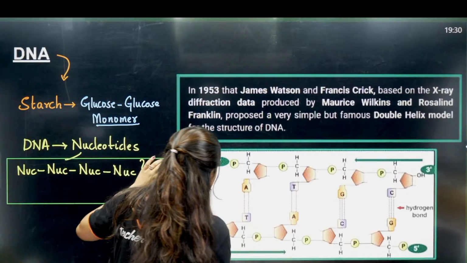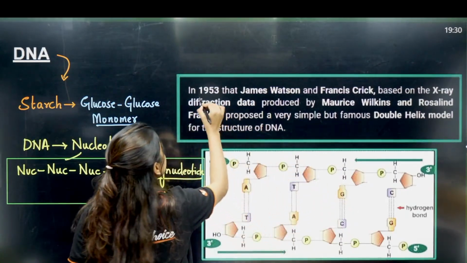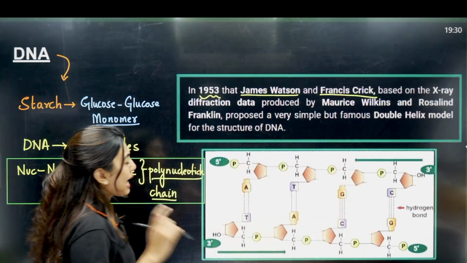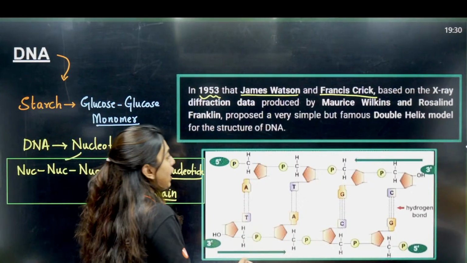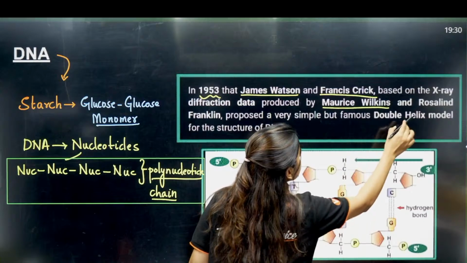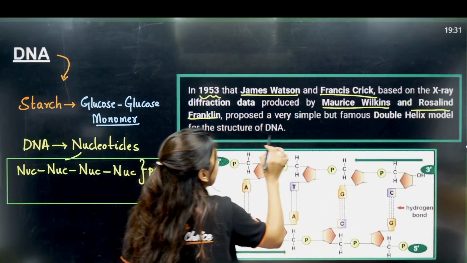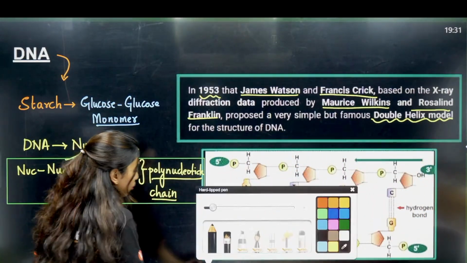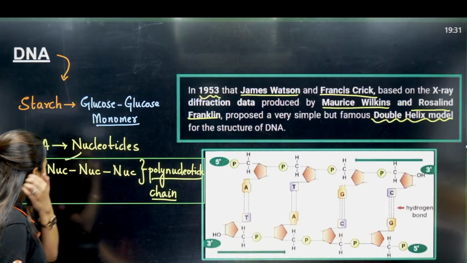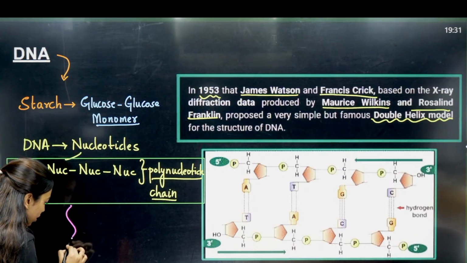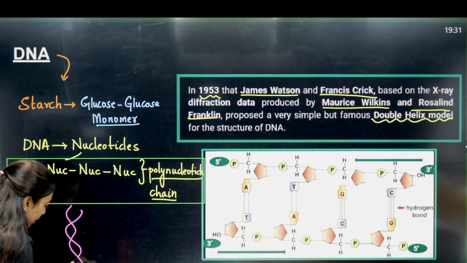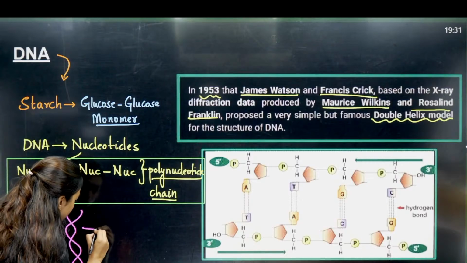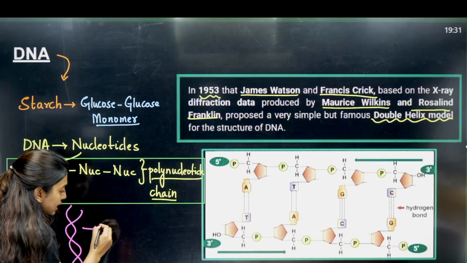Now, in 1953, very important, James Watson and Francis Crick, based on X-ray diffraction data, with the help of Maurice Wilkins and Rosalind Franklin, proposed, very simply, that DNA is a double helical model. That means what, students? If I see a DNA, I will notice that DNA is a double stranded structure, like this. And if I zoom further, in each portion I am going to see a nucleotide.